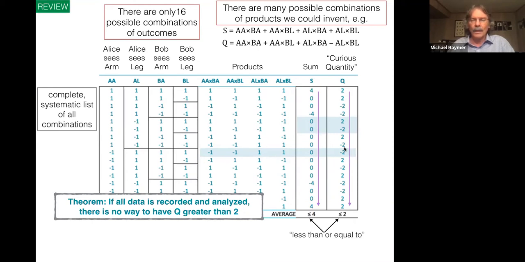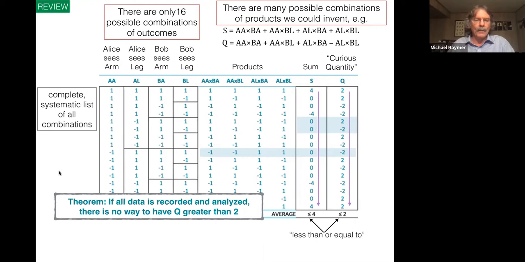It shows that no matter what happens, if you record all the possible values, the Q cannot be greater than 2. Therefore, the average of all the Qs over different trials cannot be greater than 2, regardless of what distribution of these 16 possible combinations are actually observed.